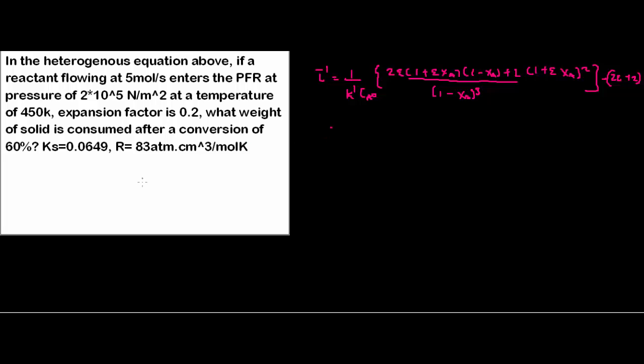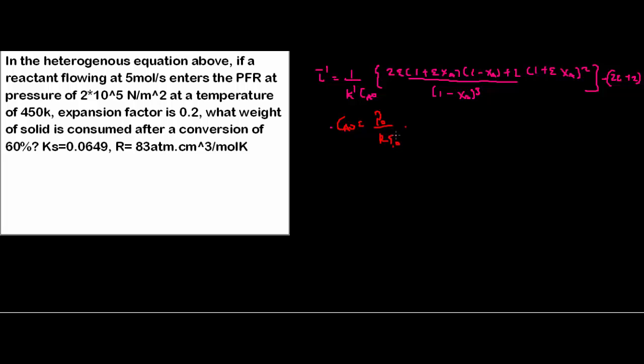Your k prime is the same thing as your ks here. Your CA naught was already given to you. What else do you need? Your R was given to you. They didn't give you CA naught, but they gave you FA naught. But CA naught is equal to what? P naught over R T naught. So I think this is settled. You have your temperature, you have your pressure, and you need just CA naught. They're giving you R, right?